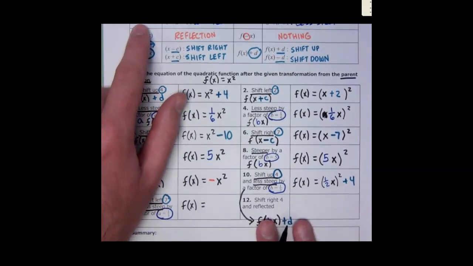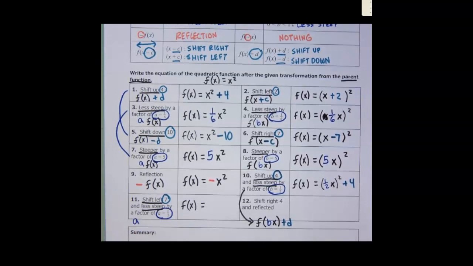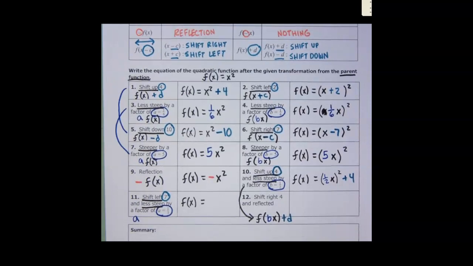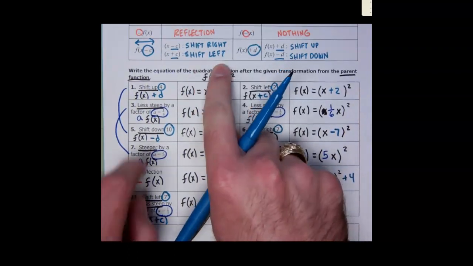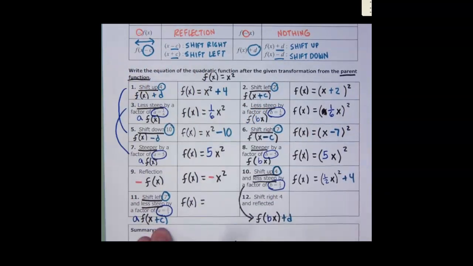So to write that formula, this is what I would write. I would have an a out in front, just like my formula says. And then inside my parentheses, f of x plus c. So x, and this would be plus c because I have a shift left. Look up here, a shift left is plus c. Shift left plus c. Shift left plus c. Okay, so that's what I need to create.